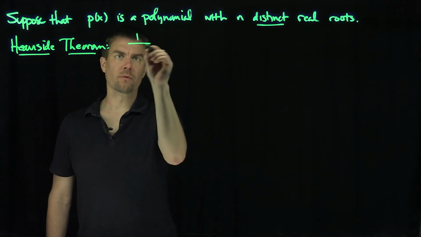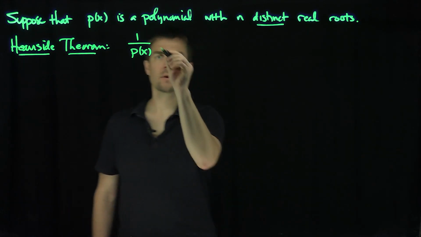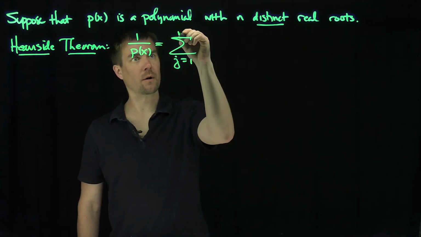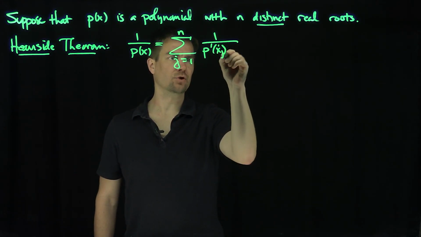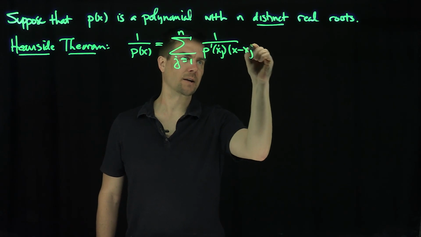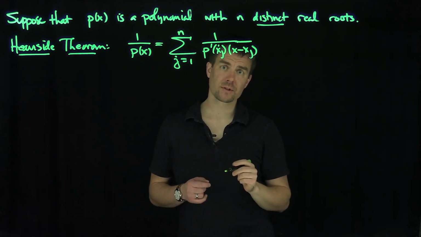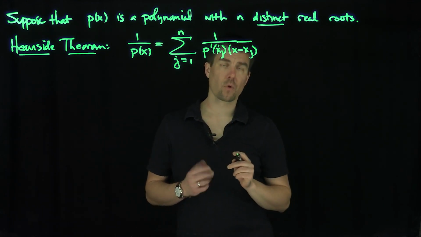And that says that 1 over p of x, for this configuration of distinct real roots, is equal to the sum, j goes from 1 up to n, of 1 over p prime of xj, times 1 over x minus xj. In other words, the coefficients in partial fractions are exactly the reciprocals of the derivative of the function at the root in question, right?